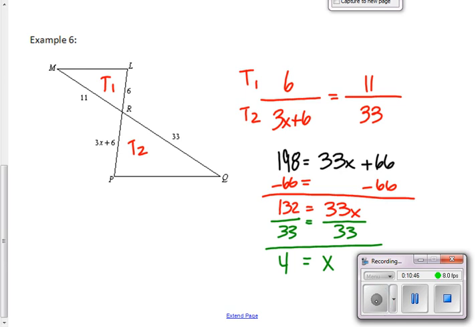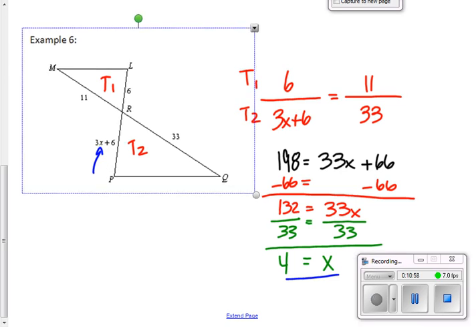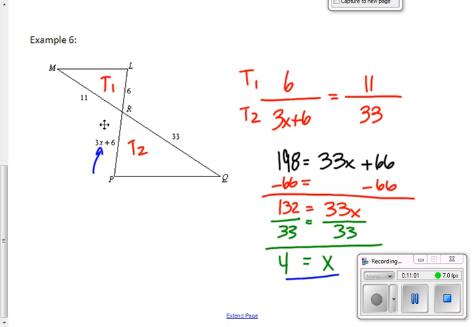If you wanted to double check to see if your answer is correct, well, simply substitute your value of 4 in for x up here, giving us 18 for that side length. Now if you think about it, your 6 corresponds with 18, and your 11 corresponds with 33, so 11 over 33. If you reduced both of these fractions, they would both reduce to 1/3, showing you that things are proportional, and it does check out, so 4 would be the correct answer. This will conclude lesson 64.